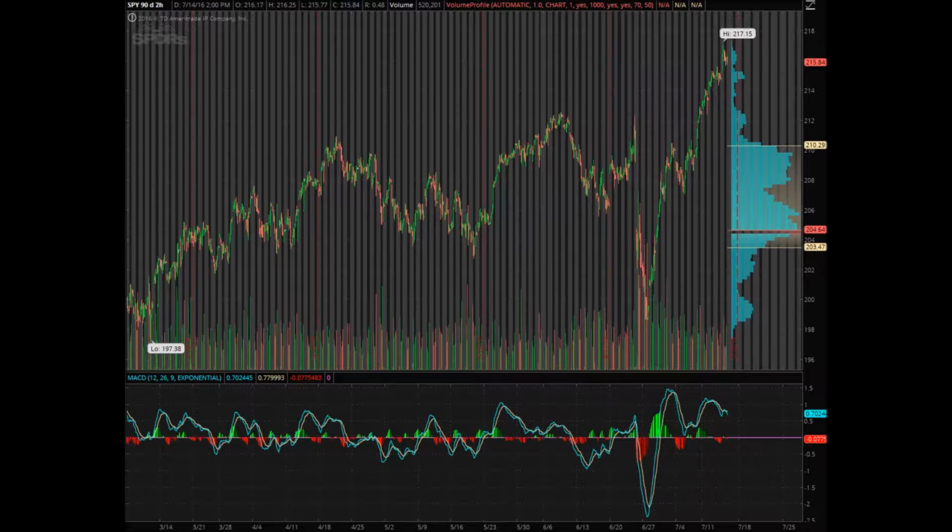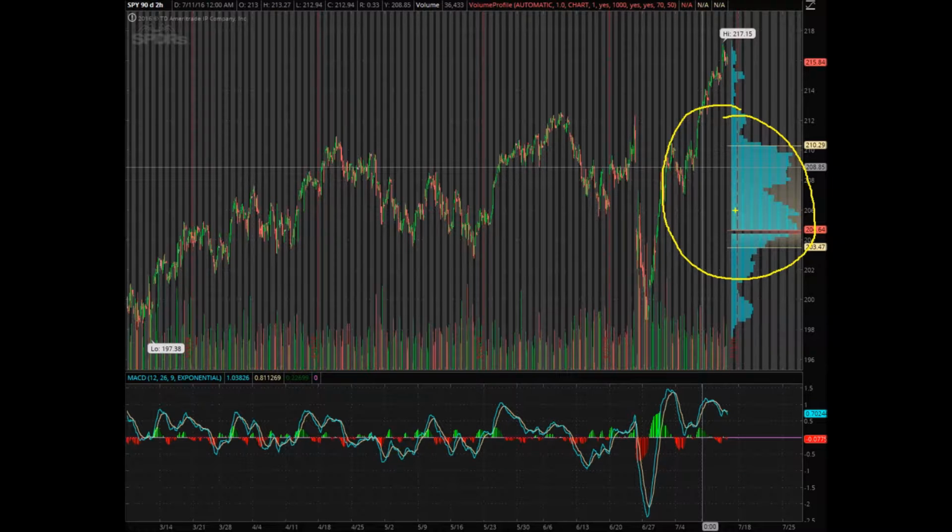So what I have on the screen right now is a 90-day chart with 2 hour bars. You can see that it goes all the way back to the beginning of March, and you can see the move that we made, and then we kind of went sideways. So if you look at the volume profile here on the right, here we go. This is what I want to show you.